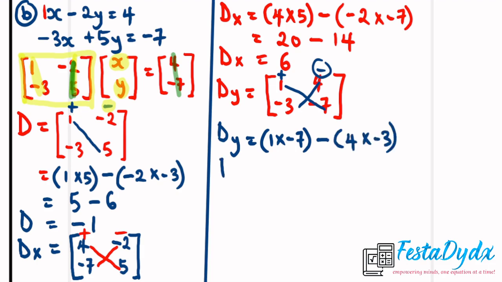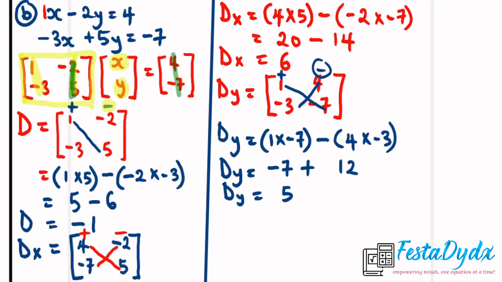Now we have our dy equal to 1 times minus 7. 1 times minus 7 is minus 7. Then we have minus 4 times minus 3, which is minus 12. So remember, minus times minus gives us plus. Now we have minus 7 plus 12. So the determinant of the coefficient of y gives us 5.